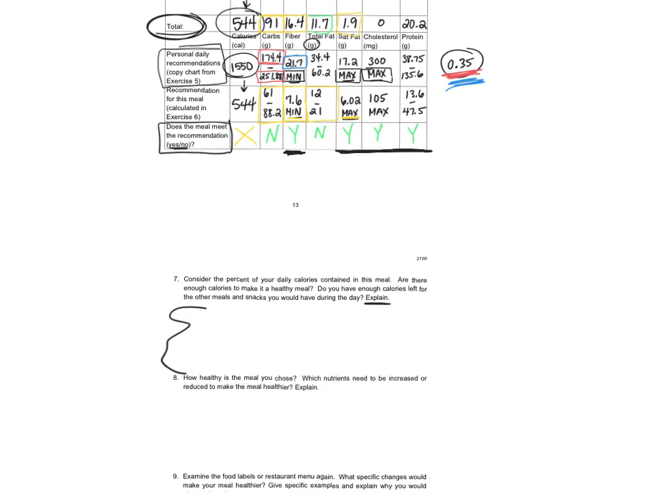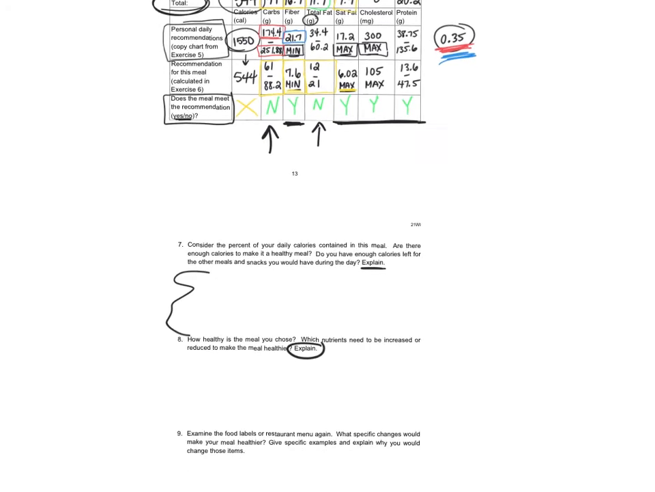Which nutrients need to be increased or reduced to make the meal healthier? So I would say I need to decrease my carbohydrates slightly, right? Because I was at 88.2, which is slightly less than the 91 grams. So this is my explain part. And then here, my fats are just a little under my minimum, not too much. So I would maybe mention that they're a little bit under, but not too bad. I can just have another drop of olive oil in there if I wanted to, and that would get me up to the 12. But if I rounded it, it would have been 12. So I would explain that.